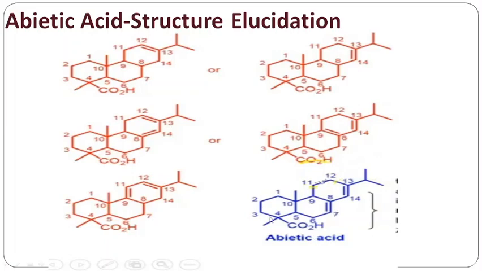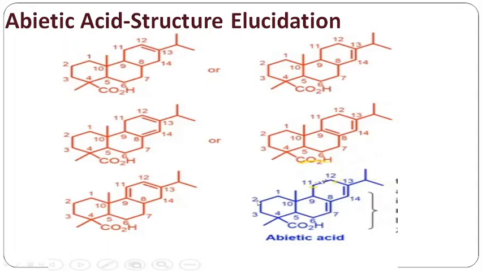So finally the structure of abietic acid is this. The carboxylic group is present at position 4. One methyl group is present at position 4. The angular methyl group, very important, is at position 10. The isopropyl group is present at position 13, and the double bonds are conjugated in nature; one is in ring B at the 7-8 position and the other is in ring C at the 13-14 position.